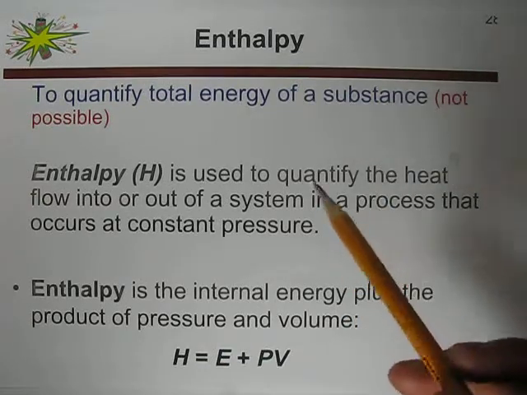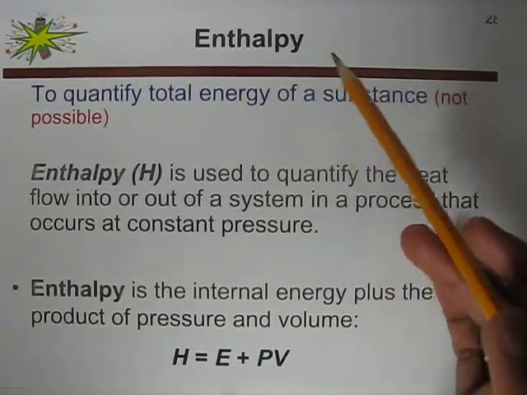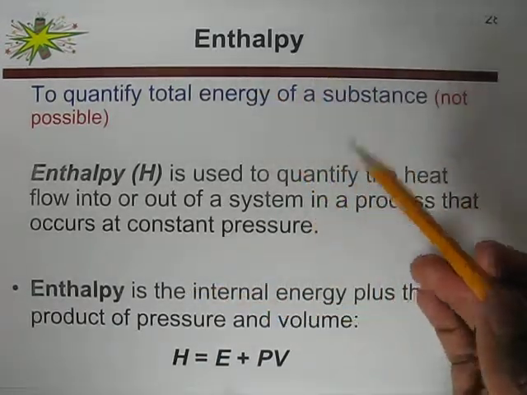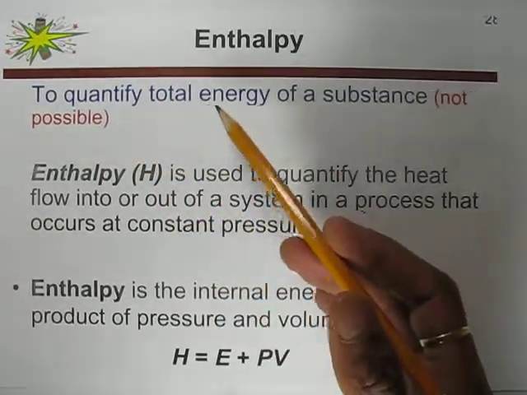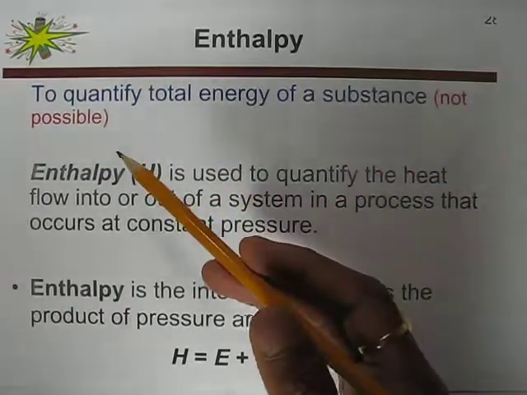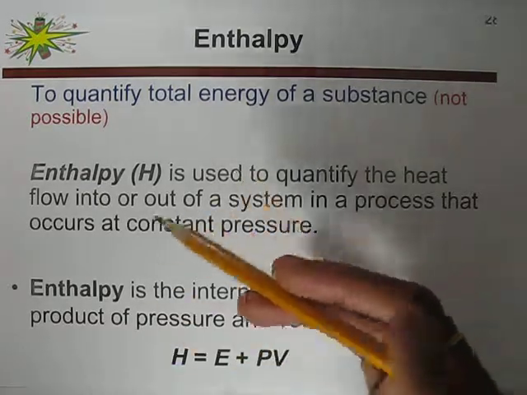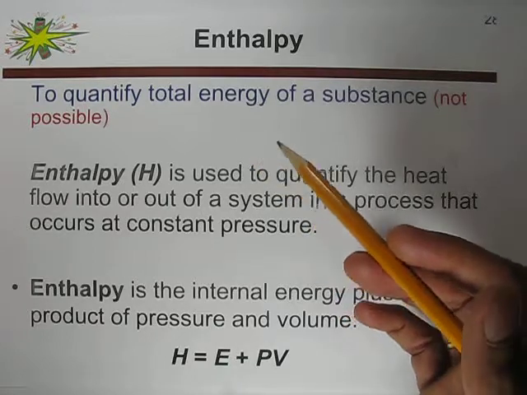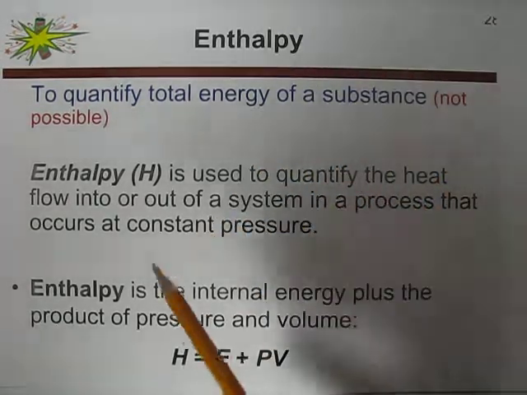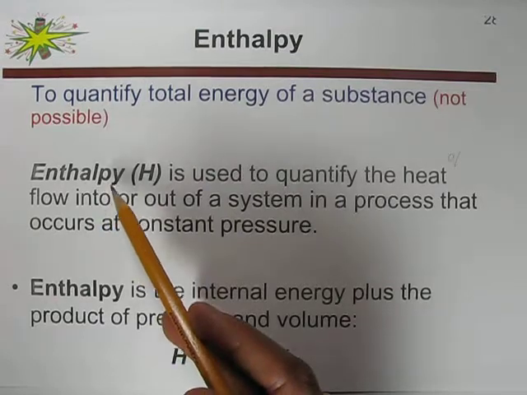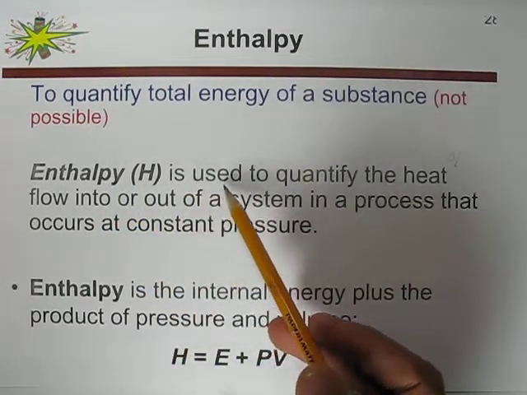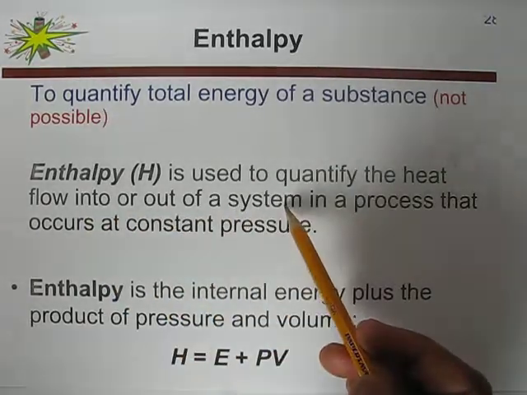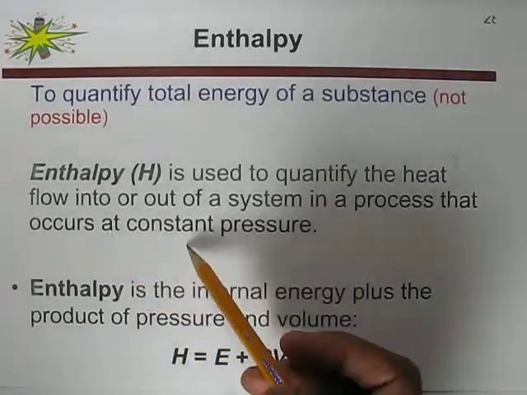So the next term in thermodynamics or thermochemistry is enthalpy. What is the meaning of enthalpy? It is to quantify the total energy of a substance, which is not possible. So how can we quantify the total energy of the substance? The term enthalpy is used to quantify the heat flow in and out of the system in a process that occurs at constant pressure.